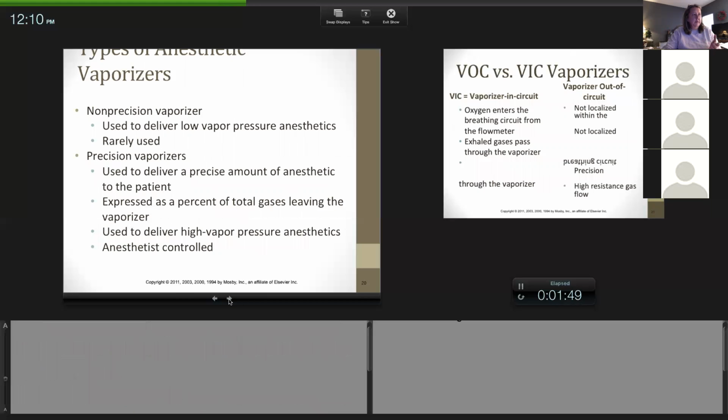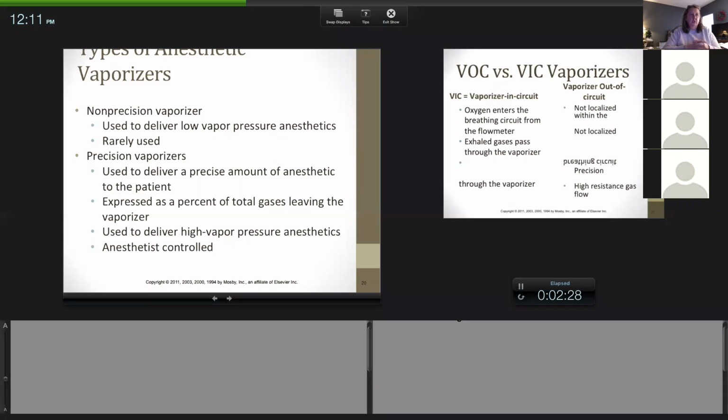And the types of vaporizers, and again, this is very much a board type question. What you use in surgery, and what pretty much everybody has right now, is what's called a precision vaporizer. That delivers precise anesthetic to the patient, because the agents we currently use, isoflurane and sevoflurane, have a very high vapor pressure. So they need a controlled vaporizer to control the rate at which they vaporize. Isoflurane has a 5% max, sevo has an 8% max setting.